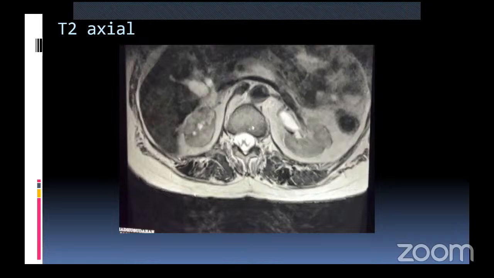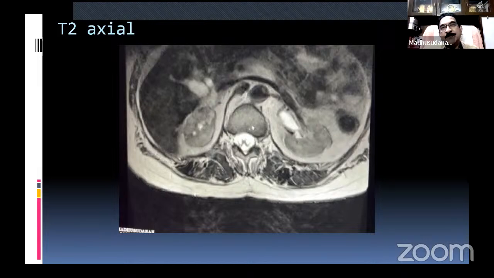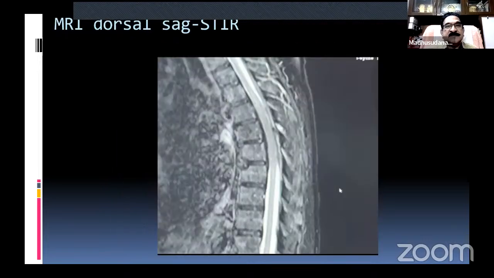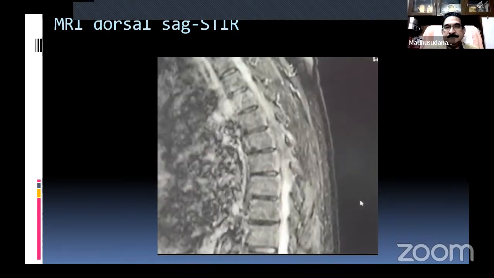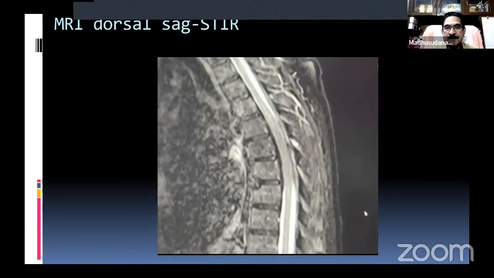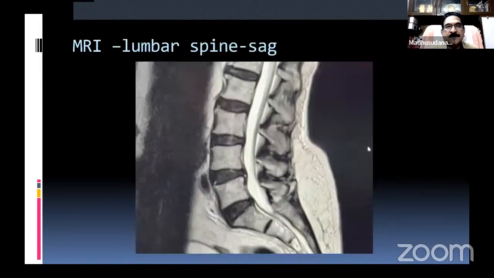Yes, sir. So the cord is compressed from outside because there is no CSF space there. Moreover, there is a hyperintensity within the cord, so probably secondary myelitis or some ischemia secondary to the compression. Whatever it is, that could explain the proximal muscle weakness. So this is the sagittal STIR sequence. Okay, this is the lumbar spine, normal.